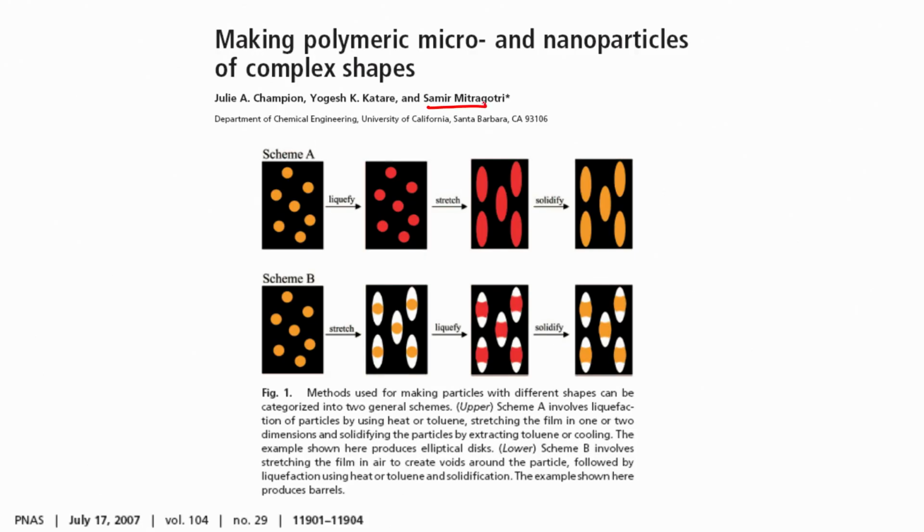One is a bottom up approach, which basically means you do some chemical reaction and grow a particle from individual atoms into a bigger structure, up to what you want. Or you can do a top down approach, where you have a big particle and you break that down into smaller particles, or synthesize the particle immediately in the size that you want. So let's look at it. Here is a group from Samir Mitragotri, who are using polymeric micro and nanoparticles of complex shape, and the way they have done this, in this particular paper, is they are using a polystyrene polymer.